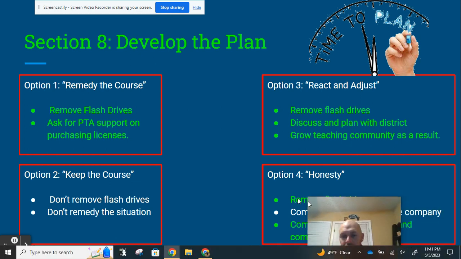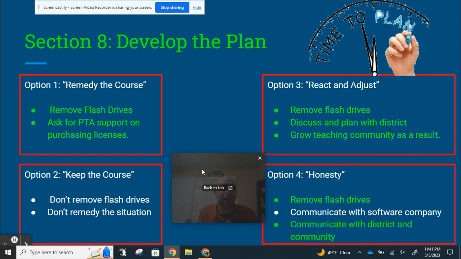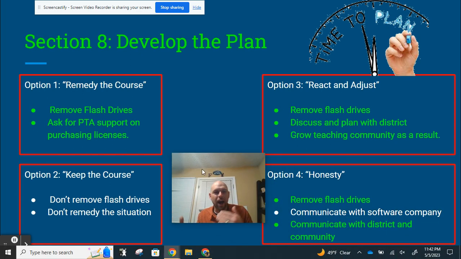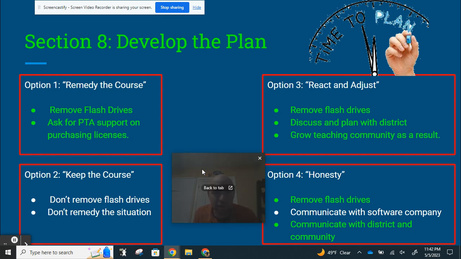So next, I'd like to talk about my development of the plan. What I did is I took each of the options and highlighted in green what I'd like to take. So for my plan, I want to remove all the flash drives. Ask for PTA support on purchasing the licenses. And then remove flash drives, discuss the plan with the district, grow teacher community as a result. So have professional development, and communicate with the district and the community.